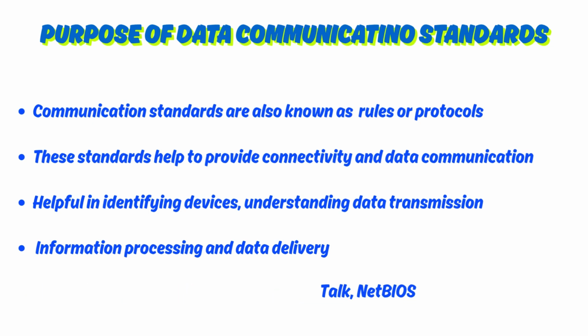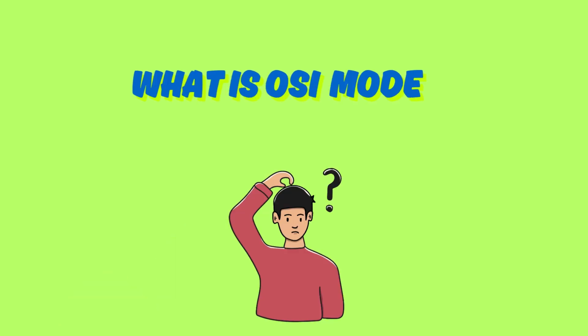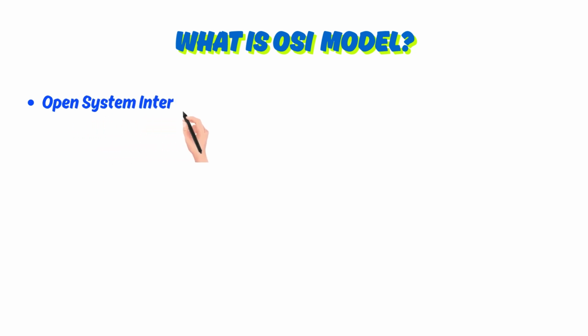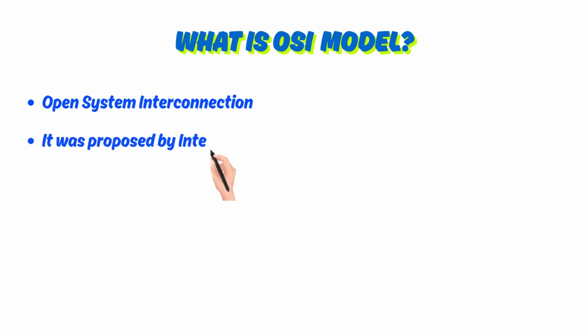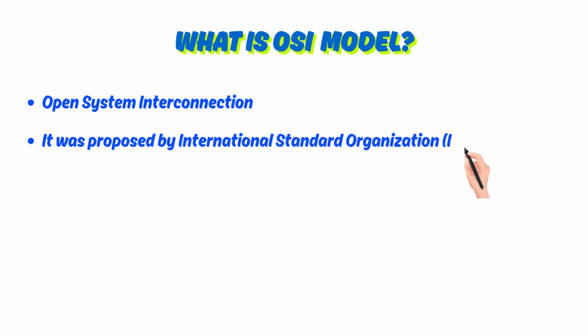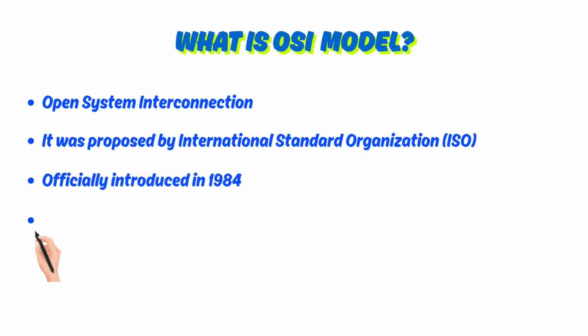After understanding the standards of data communication, now we are moving on to understand what is the OSI model. OSI stands for Open System Interconnection. In the late 1970s, as networks started becoming more complex, the International Organization for Standardization, also known as ISO, proposed a universal model to standardize how devices communicate. It was officially introduced in 1984 as the OSI model, providing a 7-layer conceptual framework for data communication.